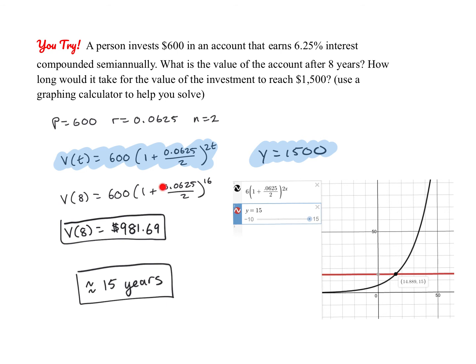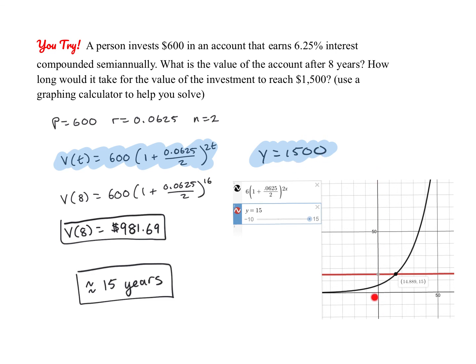All right, go ahead and check your work here. If it's compounded semi-annually, that means that it's compounded twice a year. So you see the value of the account after 8 years is a little over $981, and it would take approximately 15 years for the value to reach $1,500.